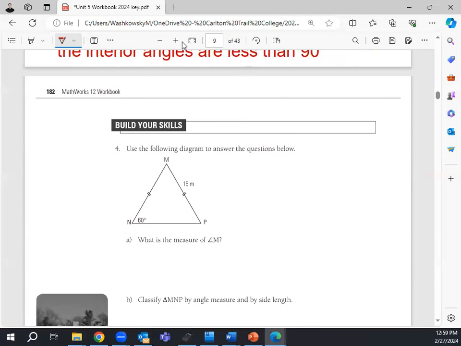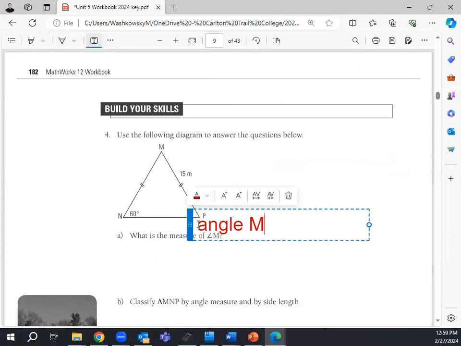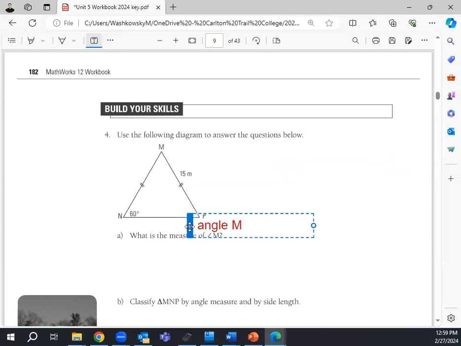So let's take a look at this next one here. Question 4: we have the following diagram, triangle MNP. It wants to know, what's the measure of angle M? Which is this. Just what's the angle of that? Now there are going to start being multiple ways to solve this. There are two ways you can solve this question. Can anyone think of one of the ways?